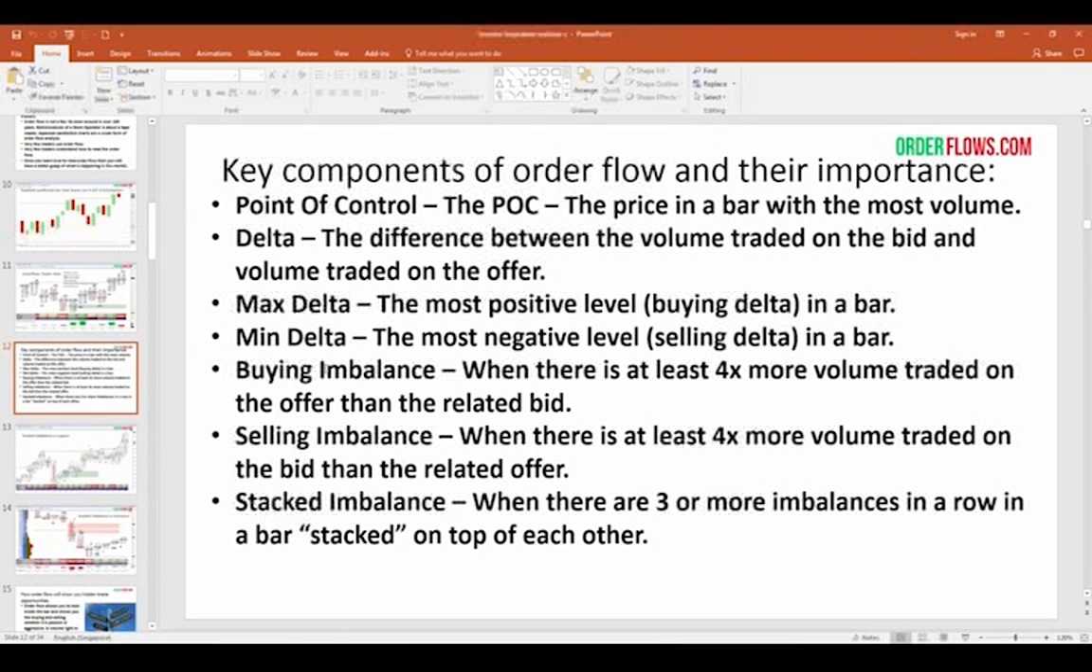An imbalance, a buying imbalance, is when there's at least 4 times more volume traded on the offer than on the bid. A selling imbalance is the opposite. It's when there's 4 times more volume traded on the bid than the offer. And a stacked imbalance is when there are 3 or more imbalances in a row in a bar, stacked on top of each other. And this morning there were some interesting things here.